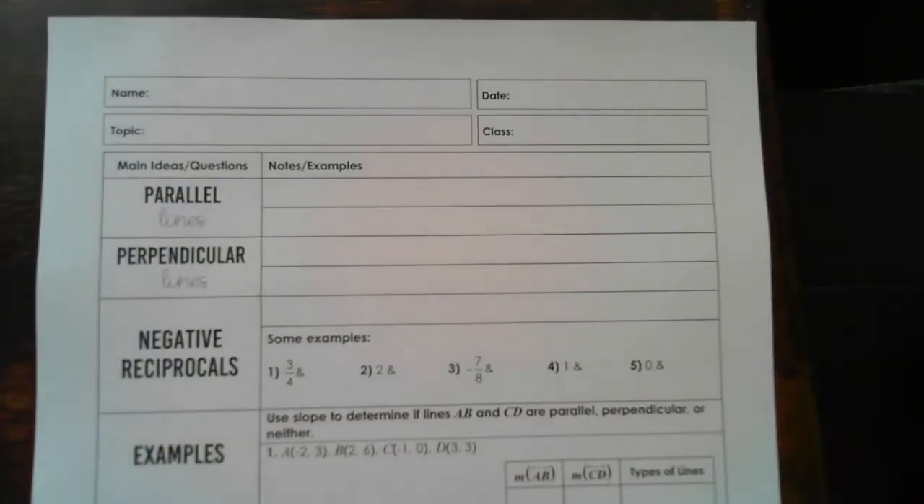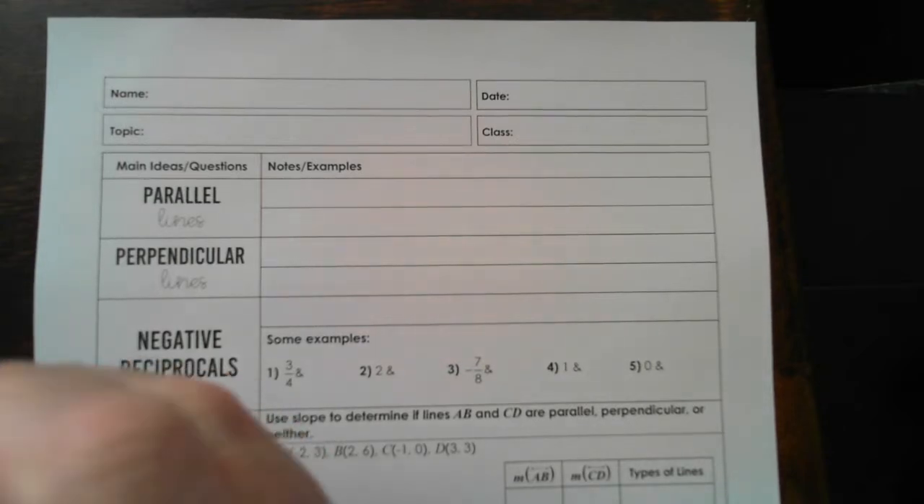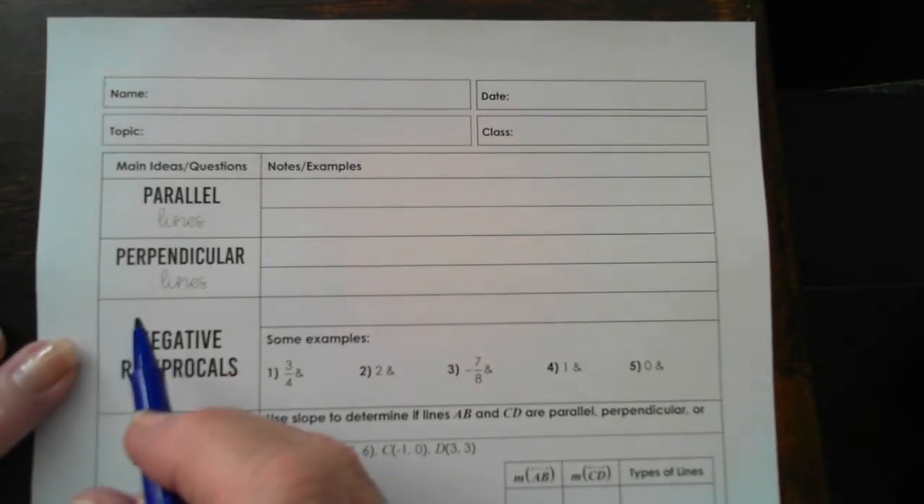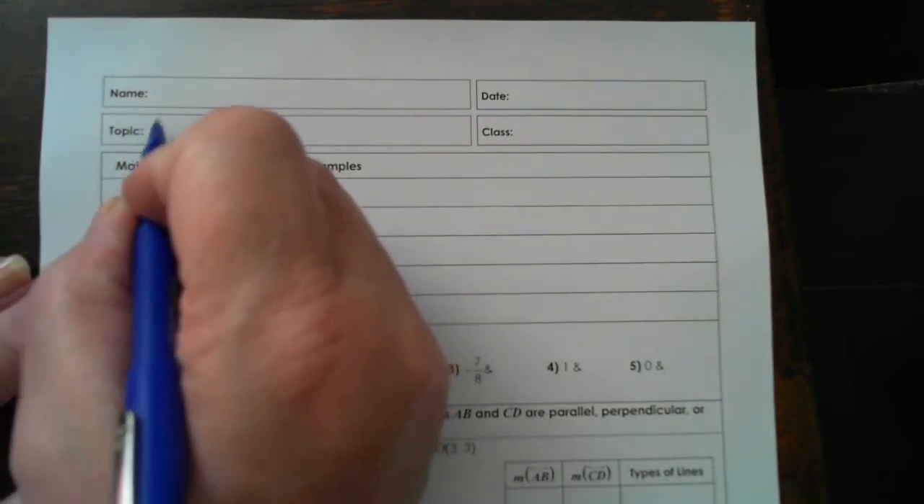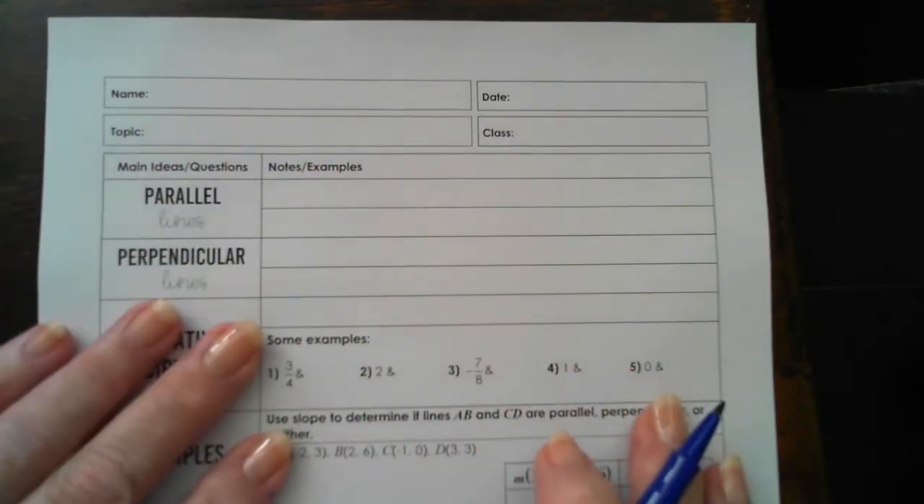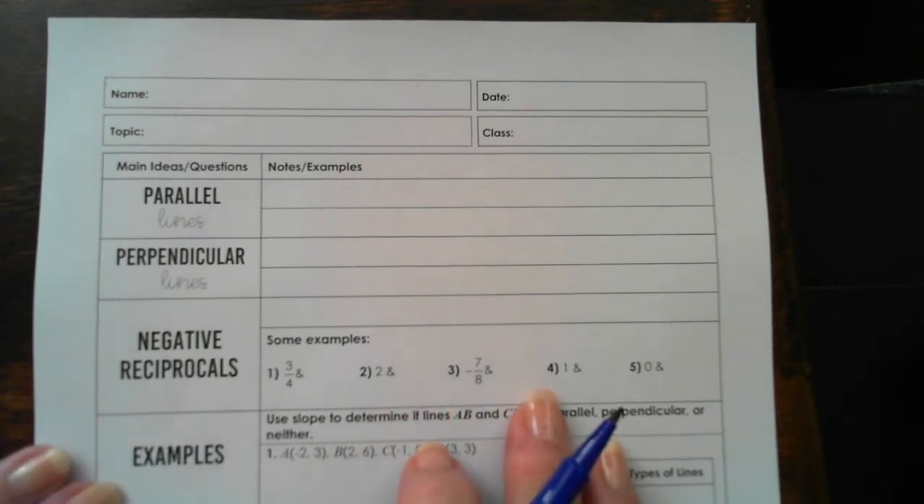Welcome, geometry students. This handout today, we're going to fill it out all the way together. It is a review of some things that have to do with coordinate geometry and parallel and perpendicular lines with their slope. So hopefully you could print out this handout. If you can't, then you are writing these notes on binder paper.